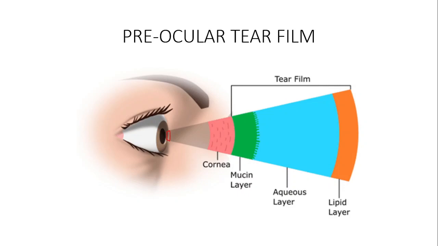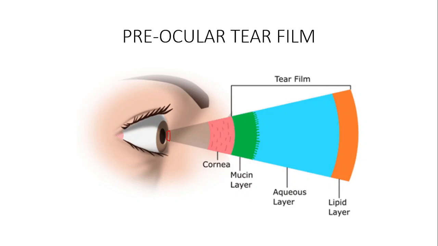So we've spoken about their sources. Now, let's talk about the chemical composition of the tear film, the chemistry of the tear film.